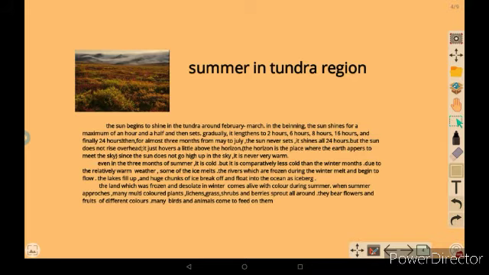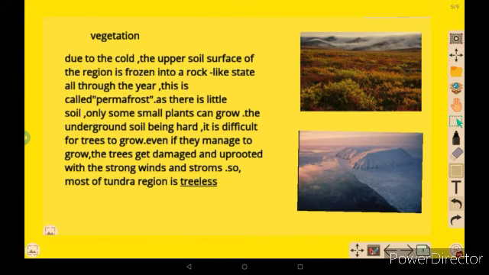What do we mean by vegetation here? Normally vegetation is the plants, a group of plants. If there is no plant, there is no vegetation. If there are a few plants, they say there is little vegetation.